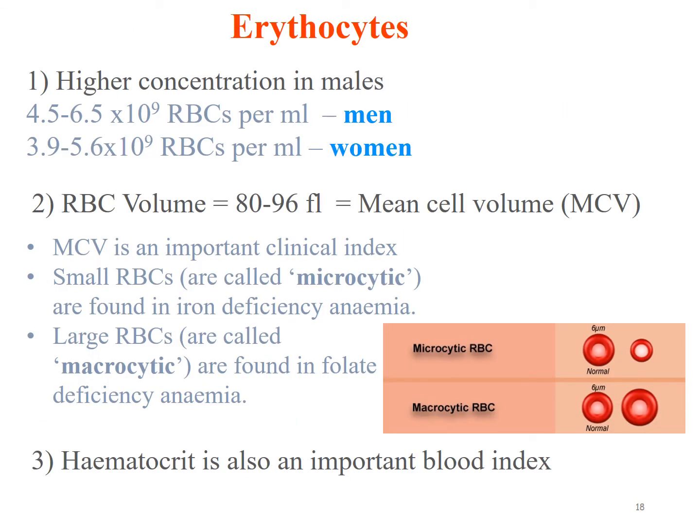And let's look at a bit more details about erythrocytes. Generally, the concentration of red blood cells is higher in males than females. So males are naturally stronger than females, and the volume of red blood cell should be about 80 to 96 femtoliter. Femto is equivalent to 10 to the power of negative 15. This value is also known as the mean cell volume, the MCV. Lower than 80 femtoliter, you get a condition called microcytic red blood cells. It means that your red blood cells are smaller than usual, and this is usually caused by a deficiency in iron, causing anemia.